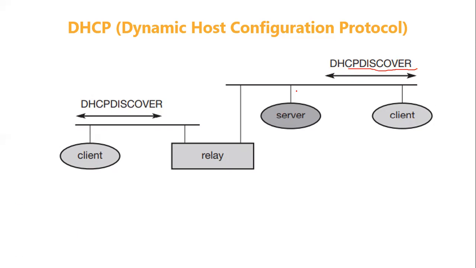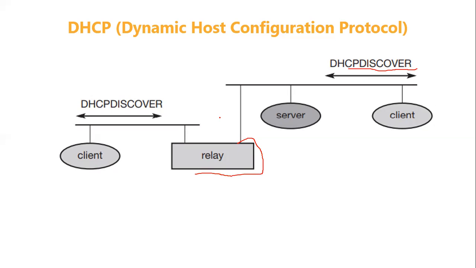The client sends the request using MAC broadcast, through which the request will reach all the devices in the LAN. Sometimes, if the client is not directly connected with the server, a DHCP relay may be used to forward these messages across inter-networking devices to a DHCP server.